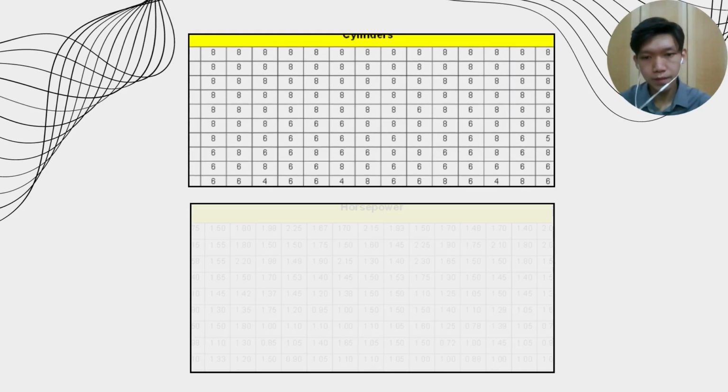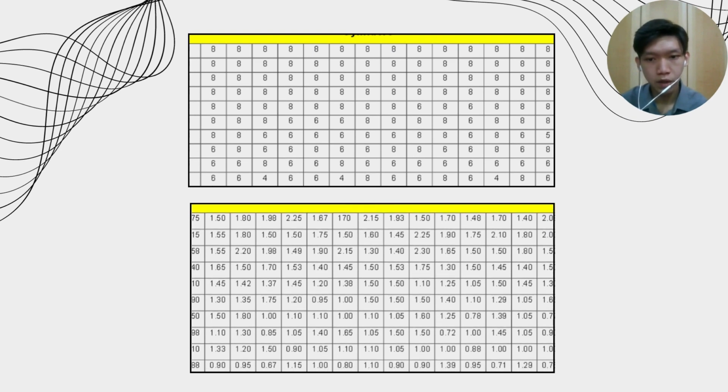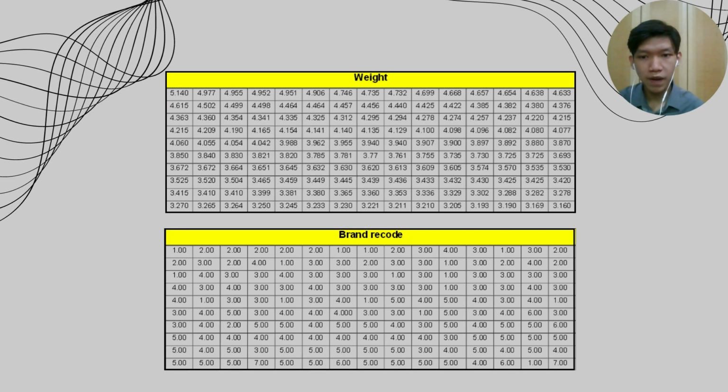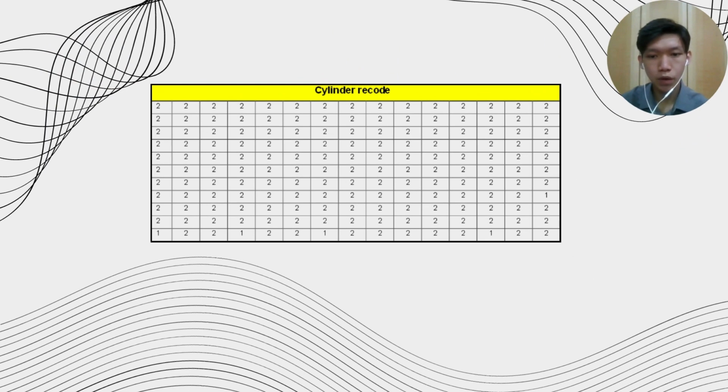Table 3 is the random 150 out of 392 engine cylinders for each vehicle. Table 4 is the random 150 out of 392 horsepower for each vehicle. Table 5 is the random 150 out of 392 weight of each vehicle per 1000 kg. Table 6 records the random 150 out of 392 brands of car. And the last table records the random 150 out of 392 cylinders of car.